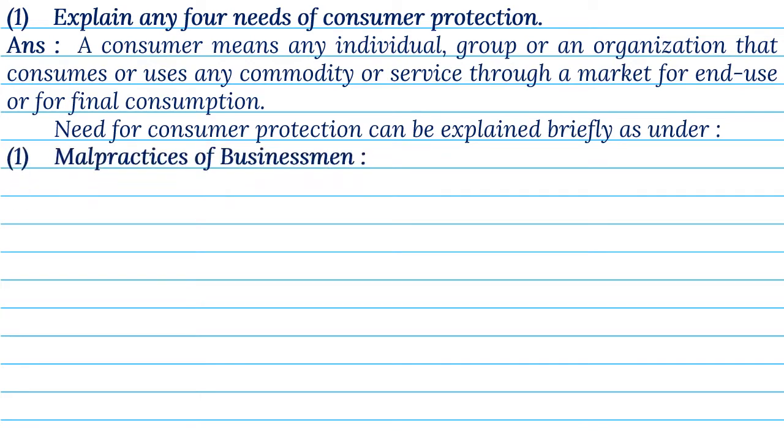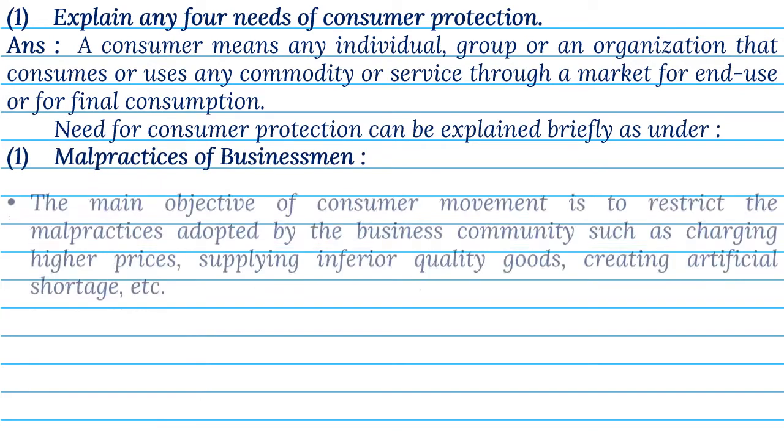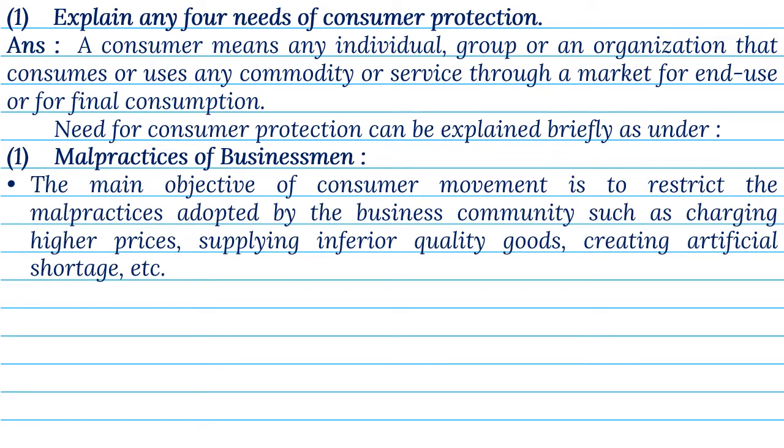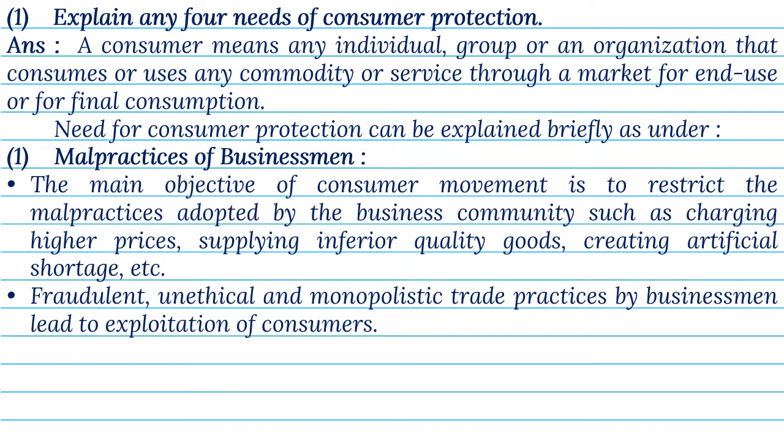1. Malpractices of businessmen. The main objective of consumer movement is to restrict the malpractices adopted by the business community, such as charging higher prices, supplying inferior quality goods, creating artificial shortage, etc. Fraudulent, unethical, and monopolistic trade practices by businessmen lead to exploitation of consumers.